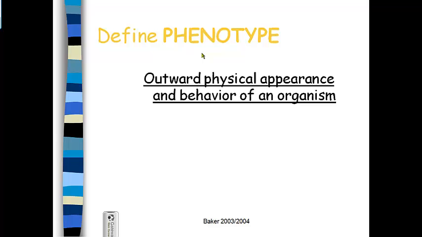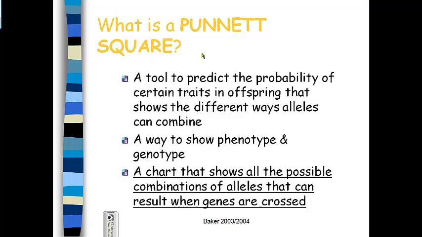Phenotype is your physical characteristics. It's what you see on the outside when you look at someone. The way I remember this one is pH is the beginning of physical, and pH is the beginning of phenotype. So this is actually your physical appearance, what people actually see.